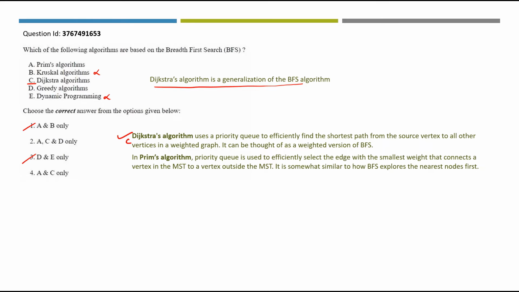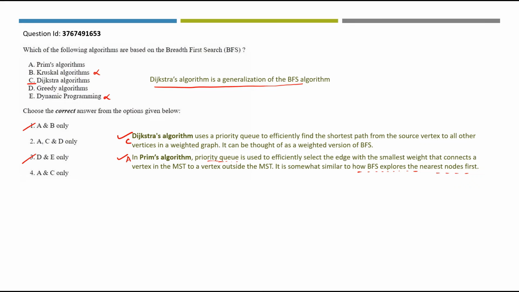What about Prim's algorithm? In Prim's algorithm, a priority queue is used to efficiently select the edge with the smallest weight that connects a vertex in the minimum spanning tree to a vertex outside the minimum spanning tree. It is somewhat similar to how BFS explores the nearest nodes first. Prim's algorithm does not have a direct application of BFS, but they say the way it selects the edges is similar to how BFS explores the nearest nodes first. So this can also be included. So A is definitely there.